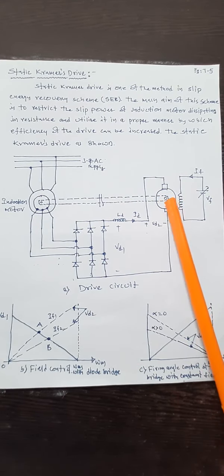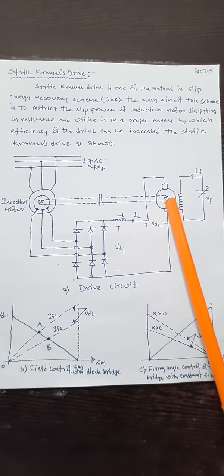AC supply and slip power collection, and then this is the AC power. This is converted into DC, and this is fed to the DC motor. The shaft of the DC motor is coupled to the shaft of the induction motor, a separately excited motor for field control. As usual, there are two methods: one is field control with the diode bridge, and another is armature control. Field control means the armature maintains a constant voltage.